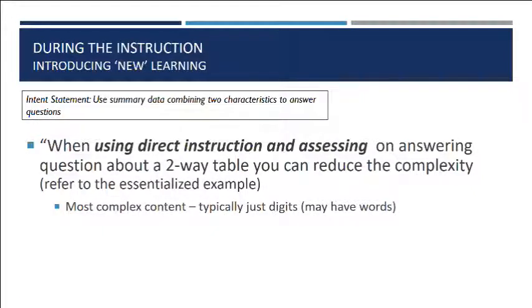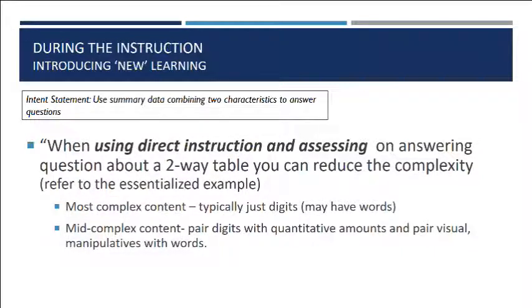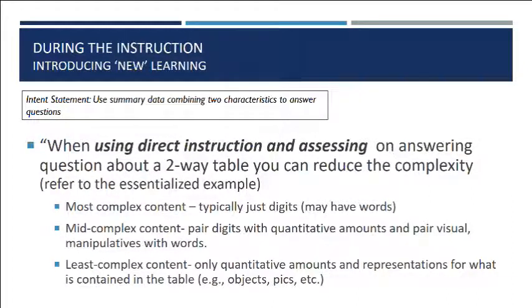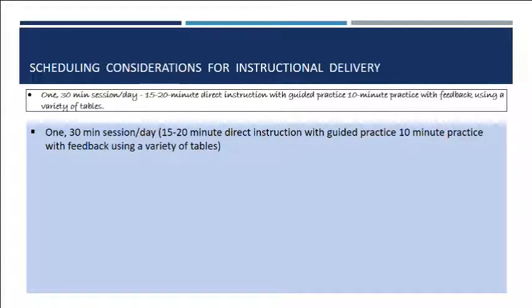You can reduce the complexity, use your essentialized example to help you think about it. Remember, the most complex content, you're going to typically just use digits. You're probably just going to use words. You may also have some visuals to help the students understand the words, but you're really going to be having the students interpret those symbols or those digits. Mid-complex, we're moving more into pairing digits with quantitative amounts. And again, folks, your students can be proficient at any of these levels and still be able to demonstrate that they're able to answer a question about this two-way table. And then least complex, we're only going to be using quantitative amounts and representations. We can use manipulatives in a gridded table for students. Think about your scheduling considerations.